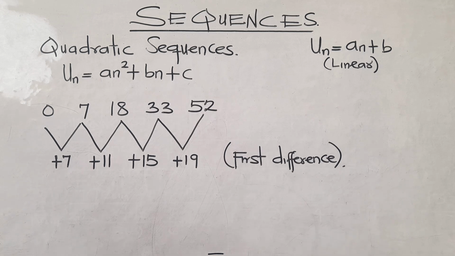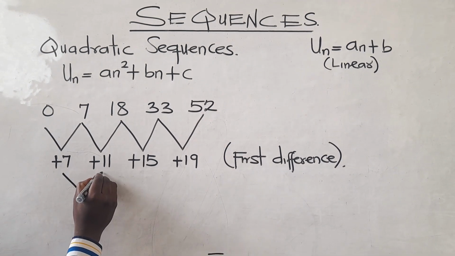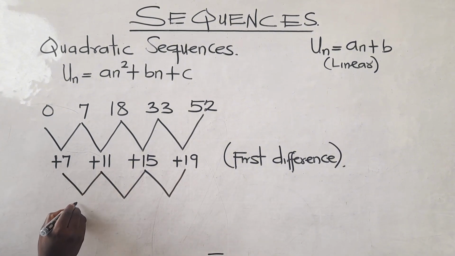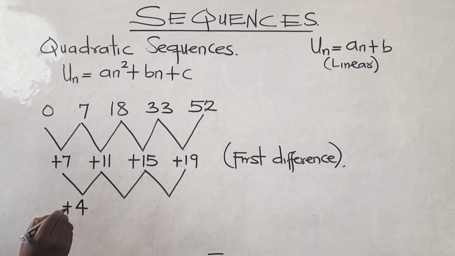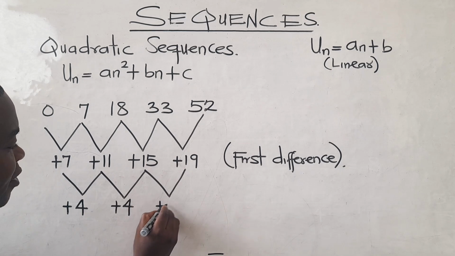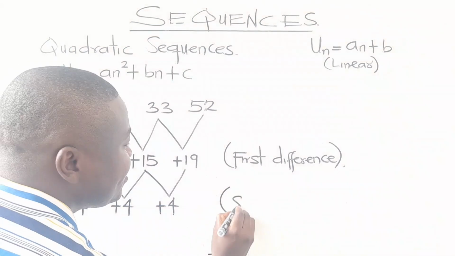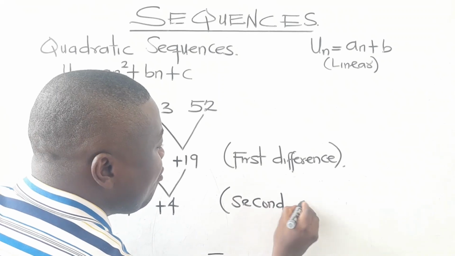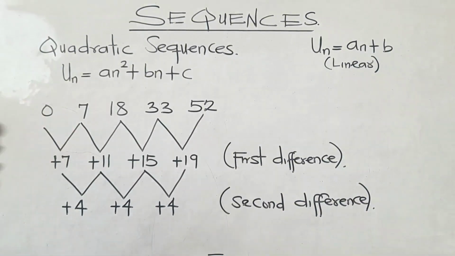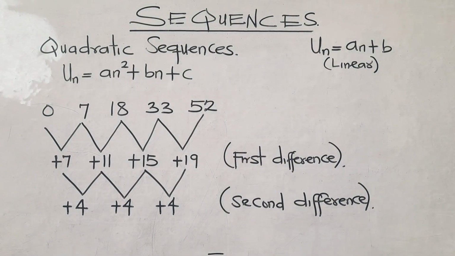We try it again. Second difference. So 11 minus 7, 4. 15 minus 11, 4. Aha. 19 minus 15, 4. So the second difference gives us a common value. Hence, it tells us it is a quadratic sequence. It is proof that this is a quadratic sequence.